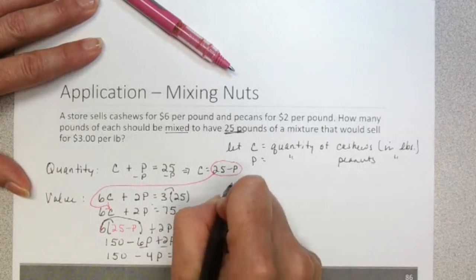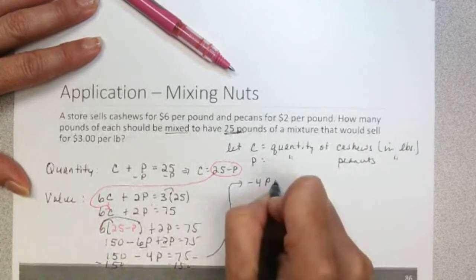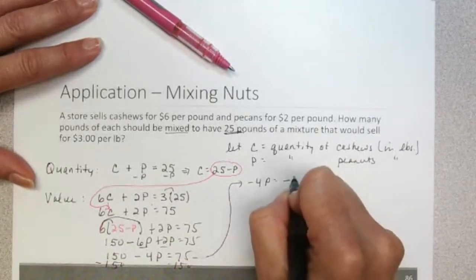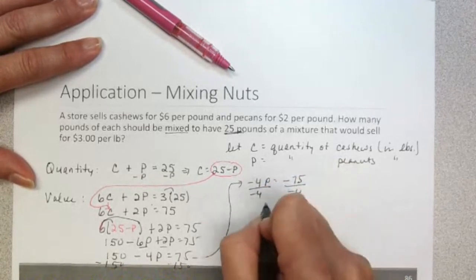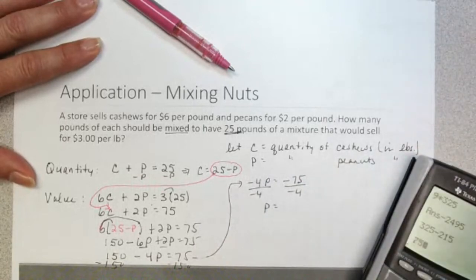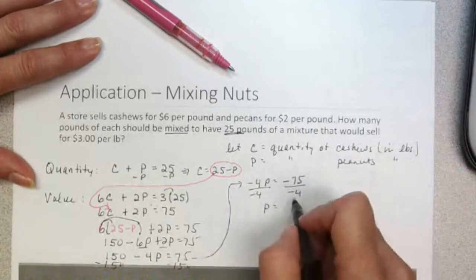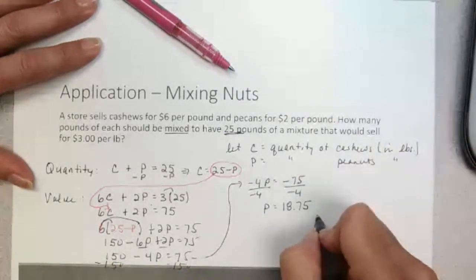Equals 75. Run out of room, so let's go finish it up here. Let's subtract that 150 from both sides. So then negative 4P equals 75 minus 150, or negative 75. And we'll divide both sides by negative 4. So then P, the quantity of peanuts, is 18.75 pounds.